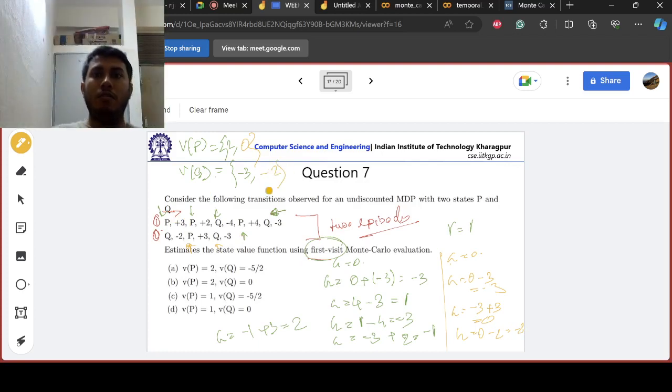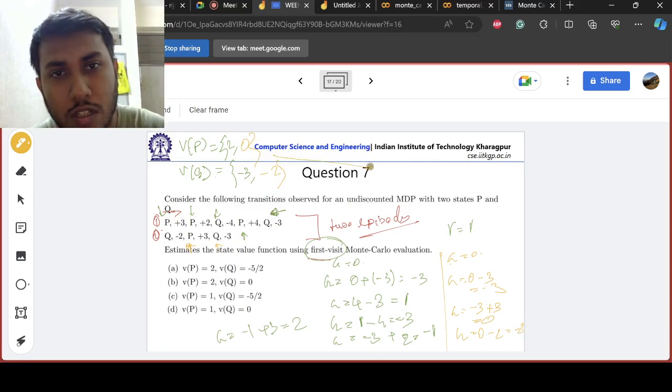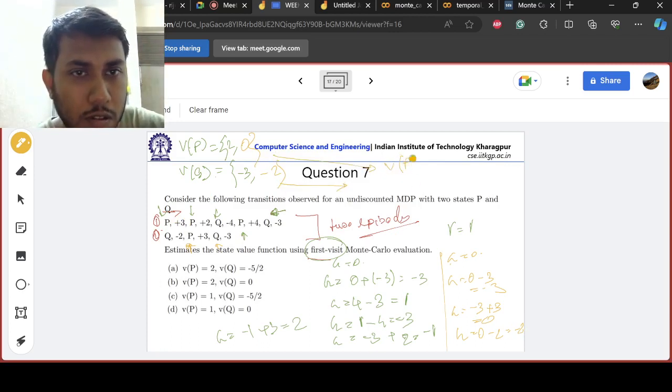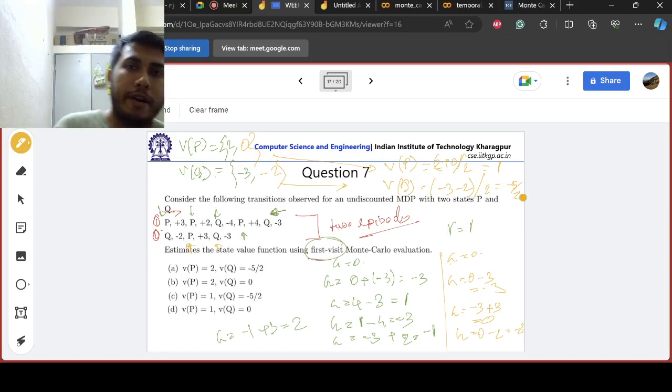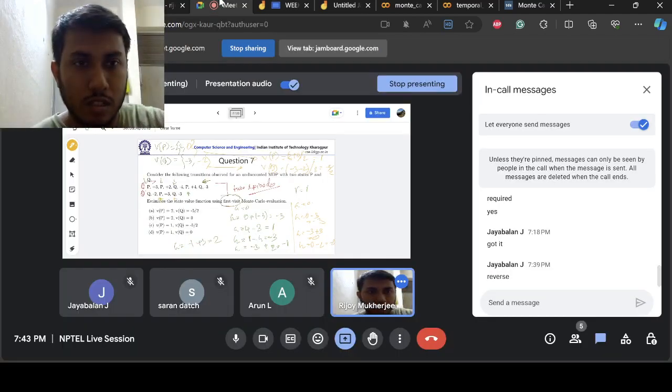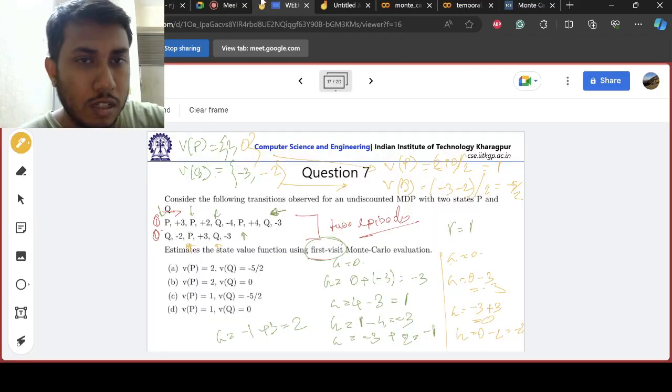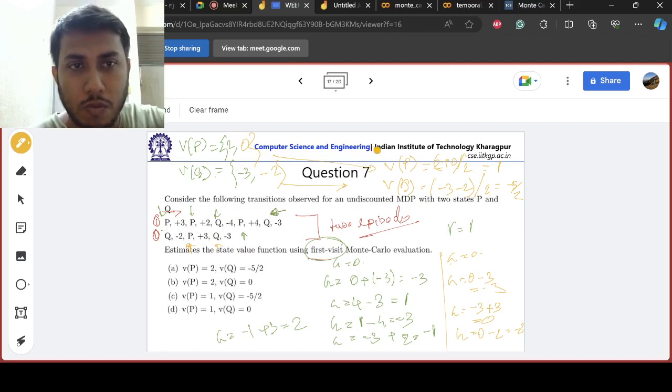Okay. So now let's do the average, because we have to do the average exactly here. So V of P equals 2 plus 0 divided by 2, equals 1. V of Q equals minus 3 minus 2 divided by 2, equals minus 5 by 2, right? So the correct answer is 1 comma minus 2. So the correct answer is option C.